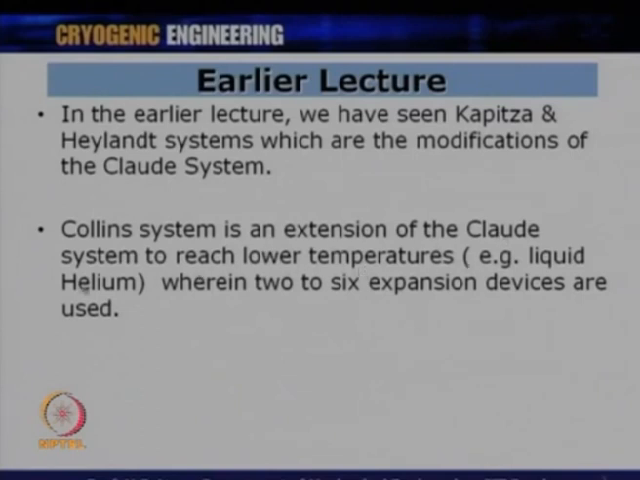For example, liquid helium temperatures of around 4.2 Kelvin, wherein now 2 to 6 expansion devices are used. The Collins system basically uses more than one expansion device. The expansion device produces cold, and in order to reach lower and lower temperature, the mass flow rates or the amount of cooling effect one wants will decide the number of expansion devices in a Collins cycle, which is nothing but a modified Claude system.